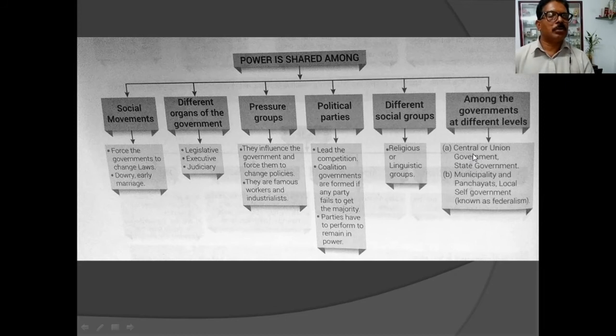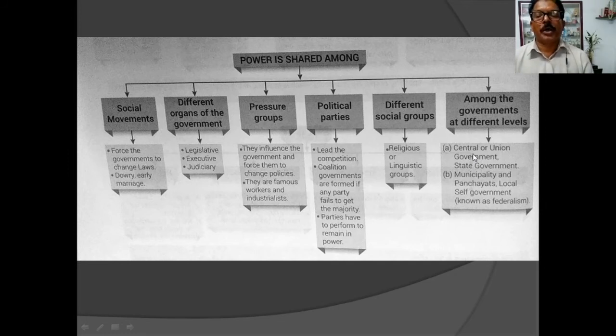How power is shared by various levels of government: central government, state governments, maybe local governments. That is called vertical power sharing. Then we find how power is shared by various social groups, religious or linguistic groups. We have the example of Belgium, how power is shared by the linguistic groups of Belgium.